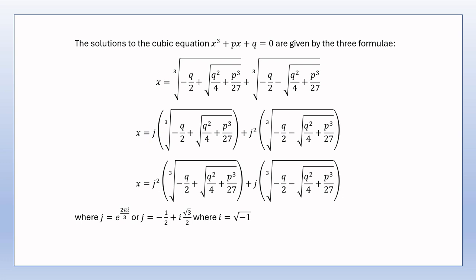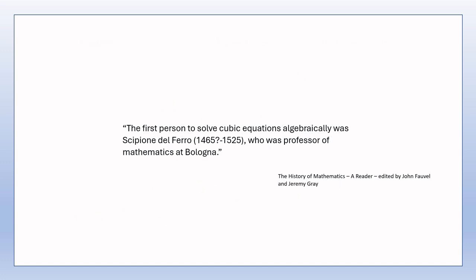And it may be that all three roots are real, so even though the second and third formulae involve complex numbers, this doesn't imply that the values of x are also complex or imaginary numbers. I was going to give a derivation of these formulae in this video, but I've decided against it so that the video remains a reasonable length. Nevertheless, it isn't difficult to find a derivation of these formulae on the internet. We read in The History of Mathematics, a Reader, edited by John Fauvel and Jeremy Gray, the first person to solve cubic equations algebraically was Scipione del Ferro, who was Professor of Mathematics at Bologna.